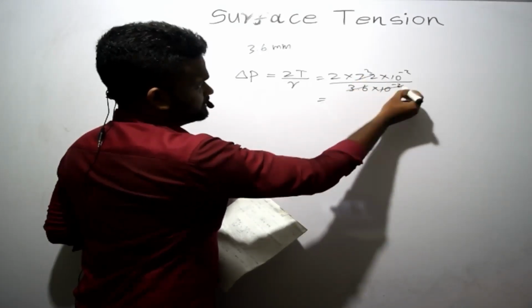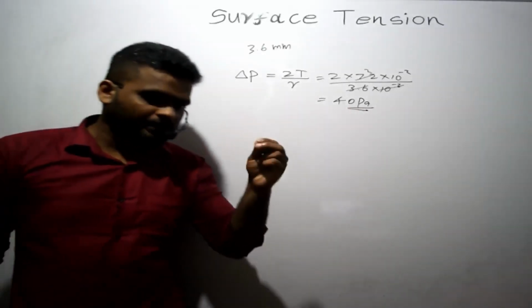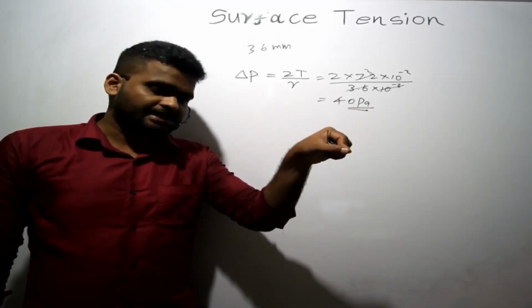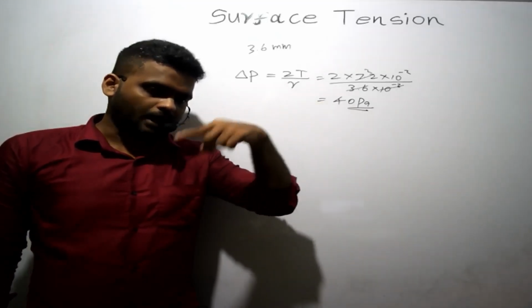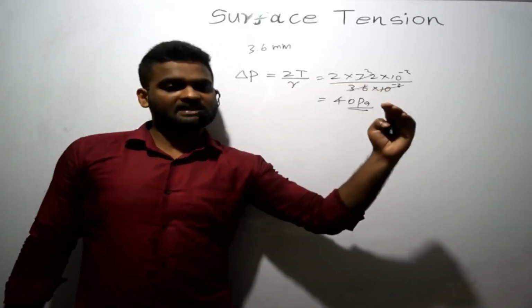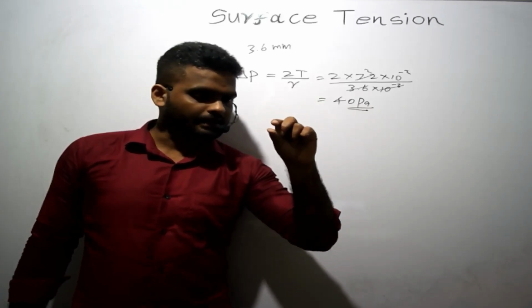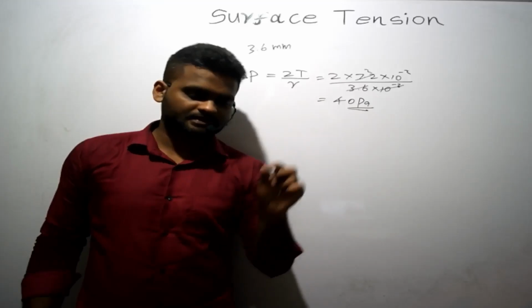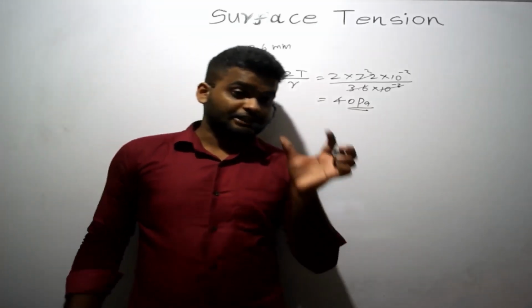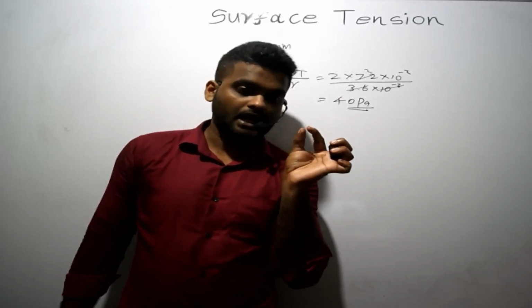So 40 minus 1, yeah, 40 Pascal. Understood? So there's a 40 Pascal pressure difference. The excess pressure inside should be the outside pressure plus 40. The pressure inside is more by 40 Pascal, right? If you consider a water drop with radius 3.6 millimeters, it's a small water drop, right? So that's a large pressure difference actually. The smaller the drop or the bubble, the higher the pressure difference, the higher the excess pressure.